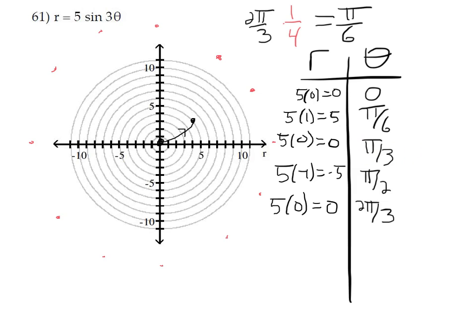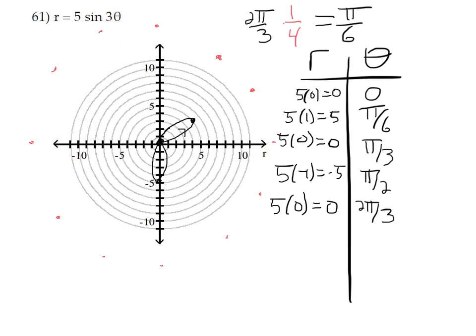In the pi thirds direction, don't walk out at all. We're back to the origin. So we must have looped back around. In the pi halves direction, walk backwards 5. Facing that way, walking backwards would get us here. So we're coming around and we've gone to there. Okay. In the 2 pi thirds direction, don't walk at all, back to the origin.